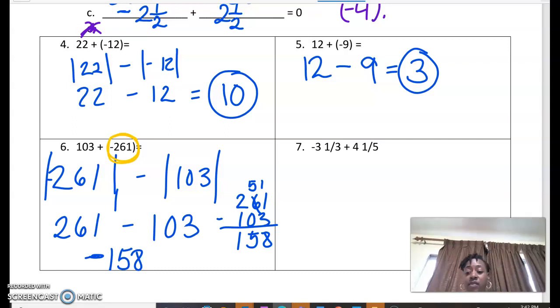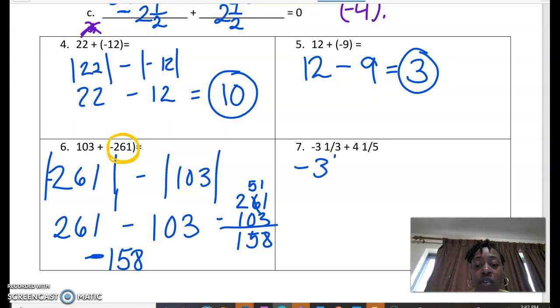Because there's more negatives than there are positives. Now we're carrying these same rules into fractions, rational numbers, for number 7, mixed numbers. So this is negative 3 1/3. I rewrote it on your quiz so it wasn't set up like this. I had rewritten it like this for you, plus 4 1/5. So now I'm taking the rules that I used for 4, 5, and 6 and I'm going to apply it to number 7.